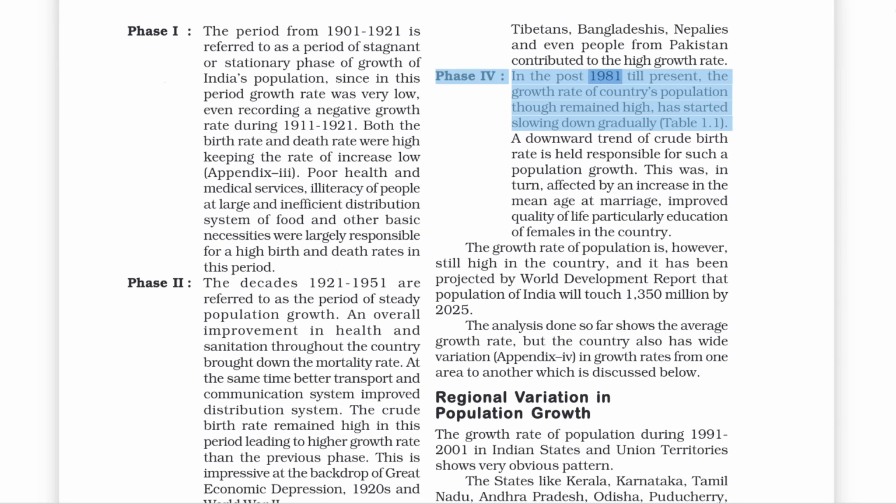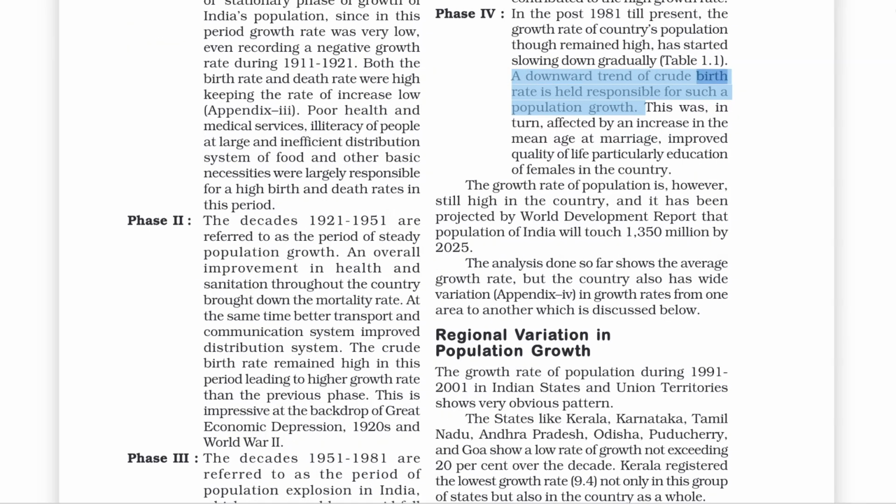Phase 4, in the post-1981 period till present, the growth rate of the country's population, though remained high, has started slowing down gradually. Table 1.1. A downward trend of crude birth rate is held responsible for such a population growth.